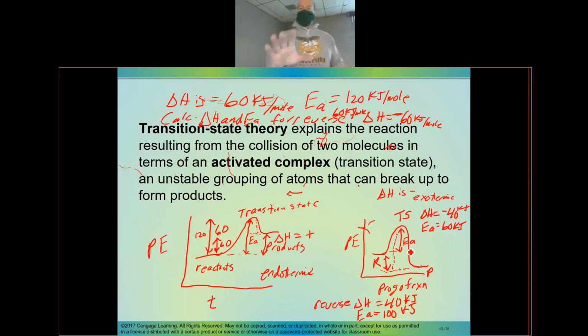All right, so you will have to be able to draw a reaction profile and analyze the energy of activation. You have to label everything: products, reactants, transition state, energy of activation, delta H. Those are the things, plus potential energy and time or progress of reaction for your axes.